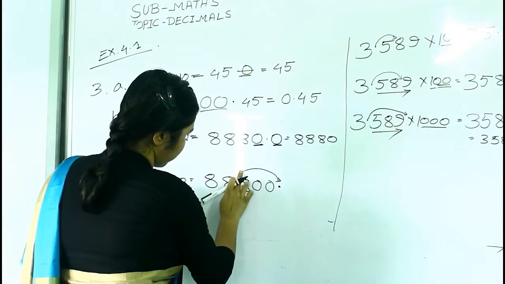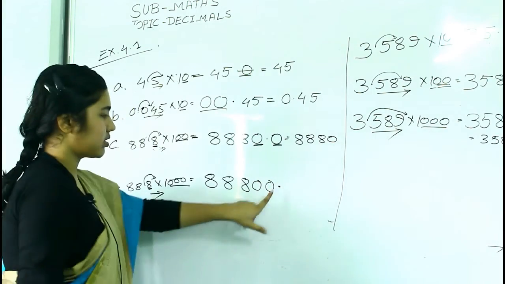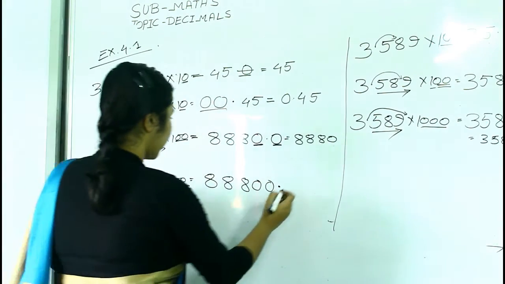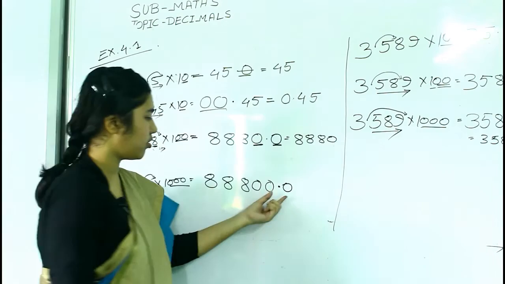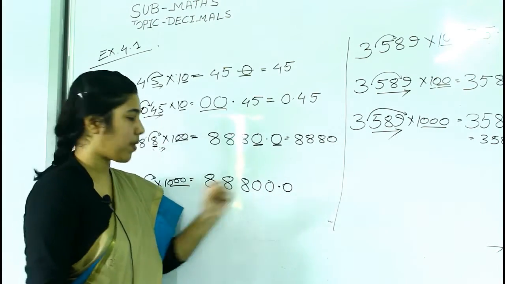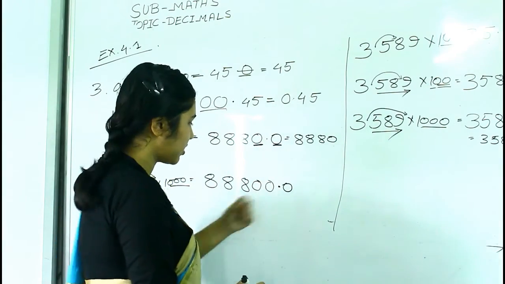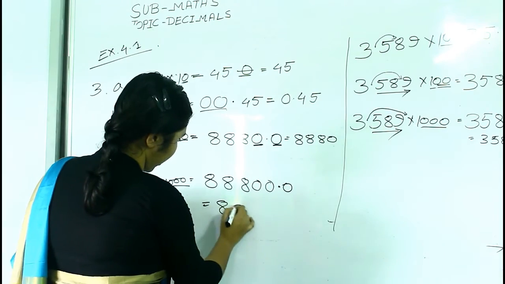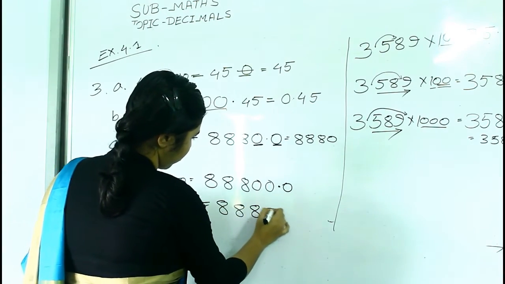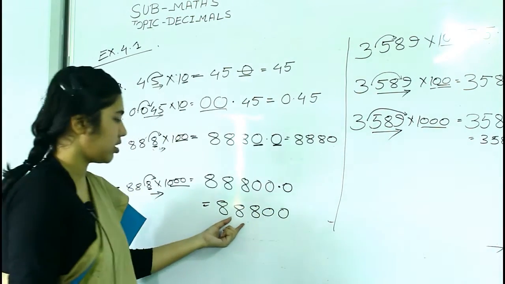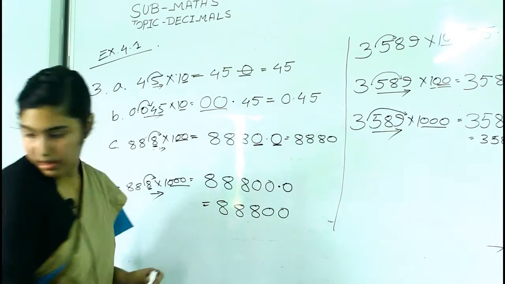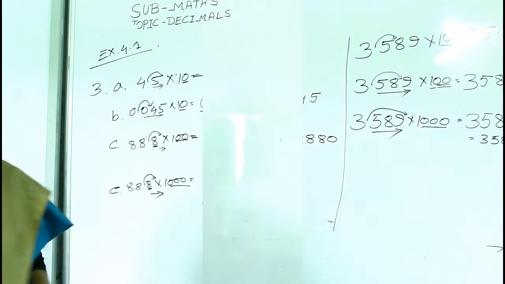Now insert this point and consider here 0. So again the decimal part is 0. So write it as whole number 88,800.